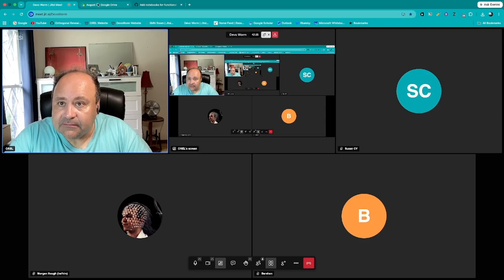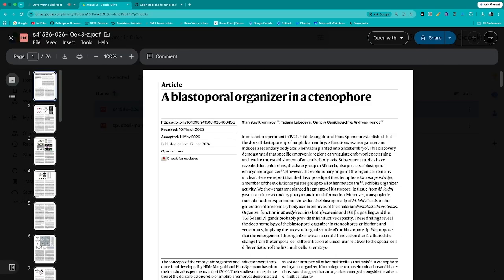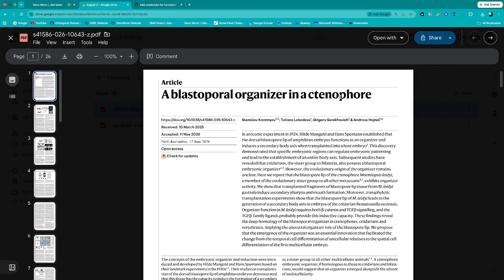So the second paper I'd like to talk about today is this paper, "A Blastoporal Organizer in a Ctenophore." It sounds like I have to explain the title, but all it really is talking about are these conceptual things in developmental biology. One of them is the organizer, and the other is the inducer.